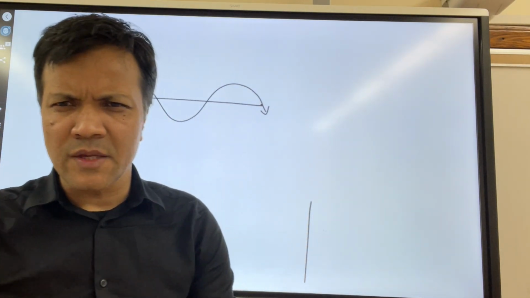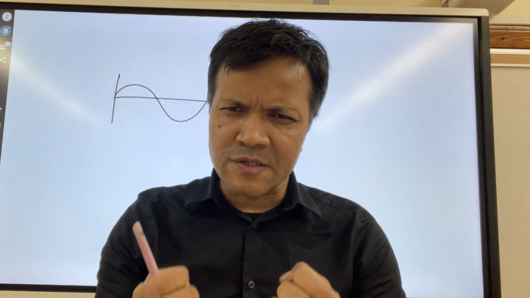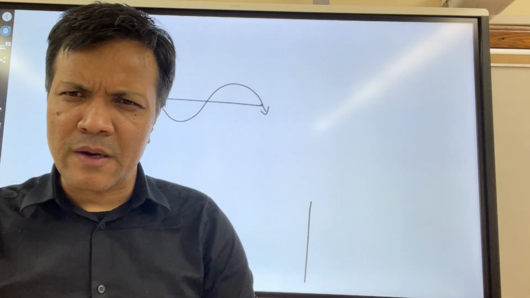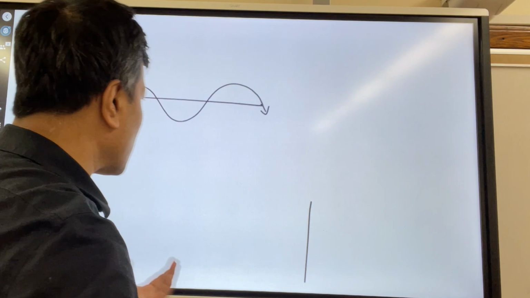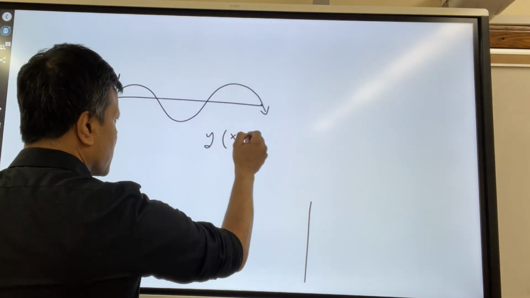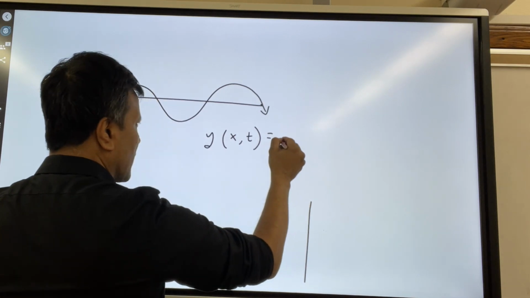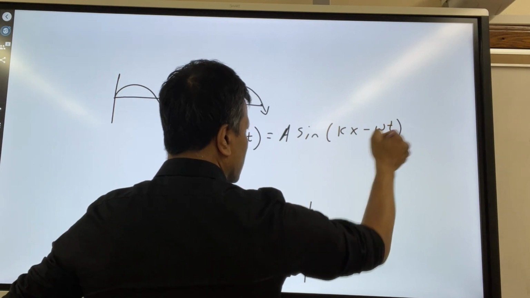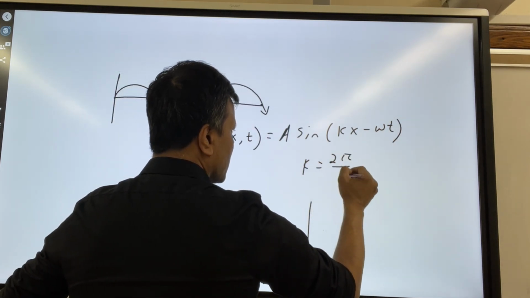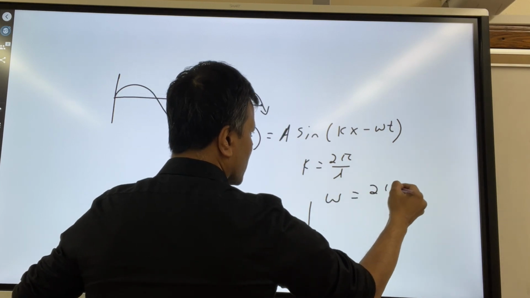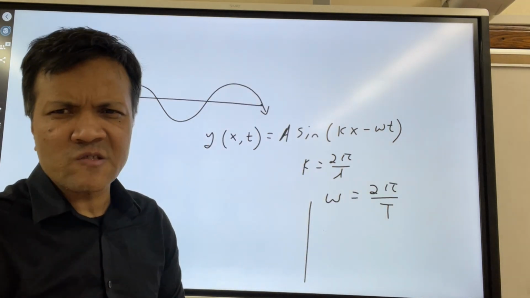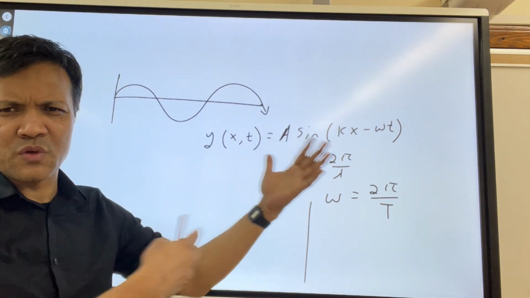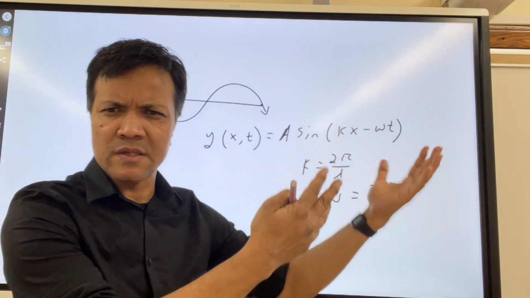Okay. So we can define the wave. A wave is a periodic disturbance without endpoint, right? So we should be able to write the equation for the wave. The equation for the wave is y(x,t) equals amplitude times sine(kx minus omega t). k is 2 pi over lambda, and omega is 2 pi over the period, right? The kx tells us that this wave is a function of position. It is moving to the right.